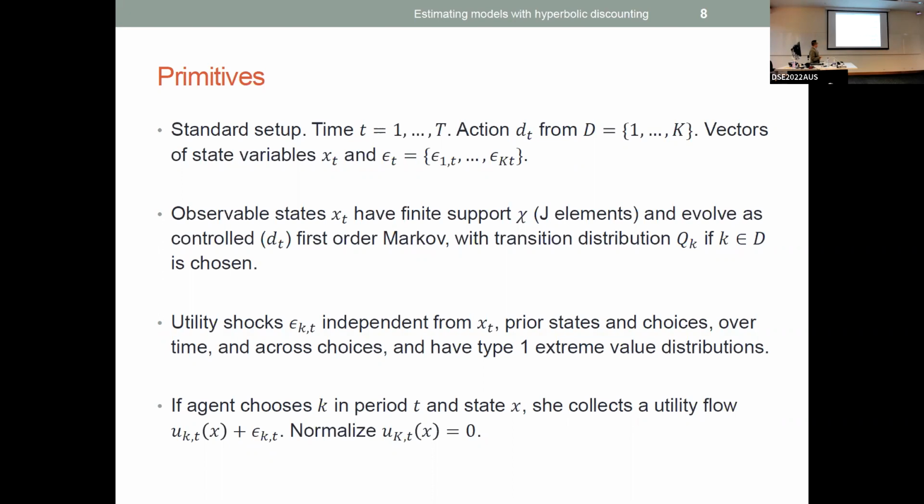The utility shocks epsilon_k are assumed to be independent from the state variables, the prior states, and the choices, independent over time and across choices, and for simplicity assumed to follow a type 1 extreme value distribution. If the agent chooses k in period t in state x, she collects a utility flow given by u_k plus epsilon_k, and we normalize the utility of choice K to 0.